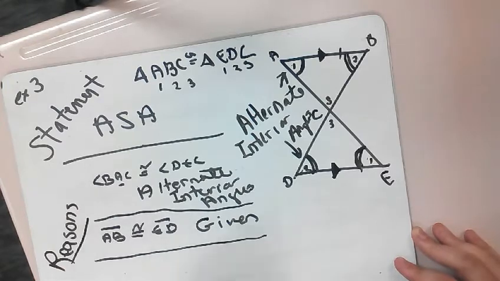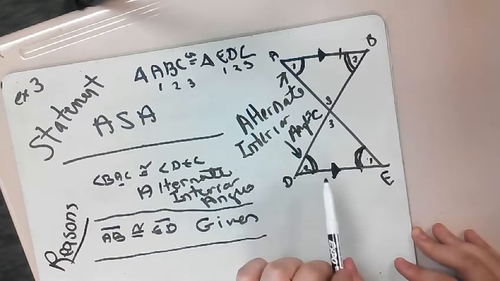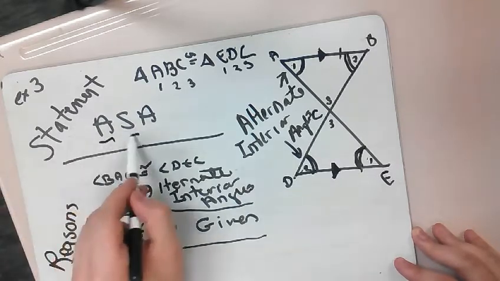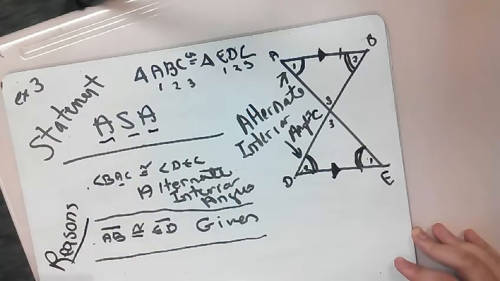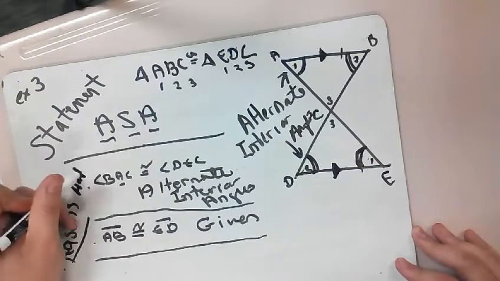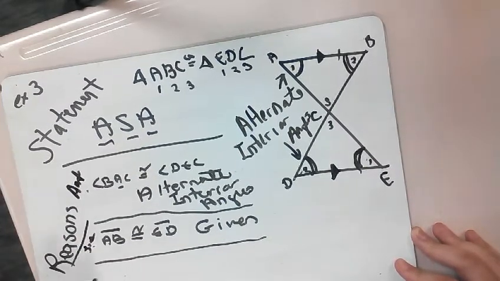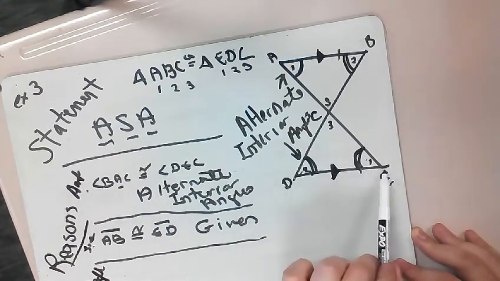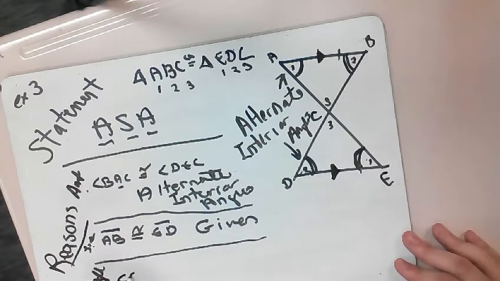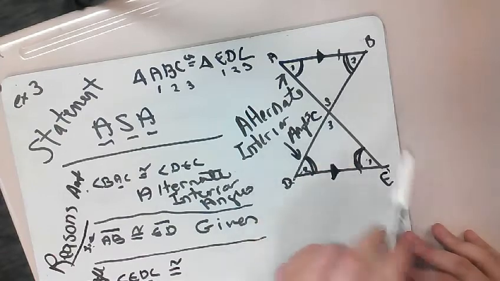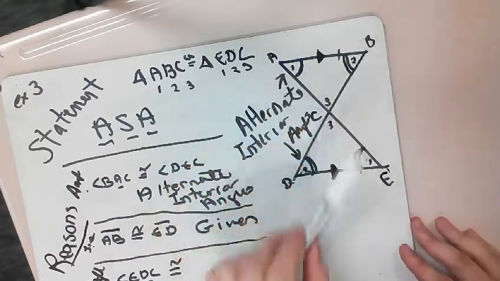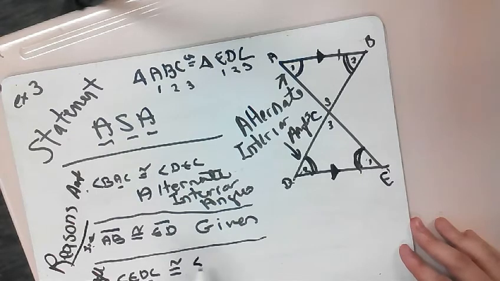Next, I got my last set of angles. I mentioned an angle, here's my side, and next I have to mention another angle. The other angle is angle EDC, and angle ABC. I keep underlining the vertex for you so you can see the difference in the angles. And this is alternate interior angles as well.